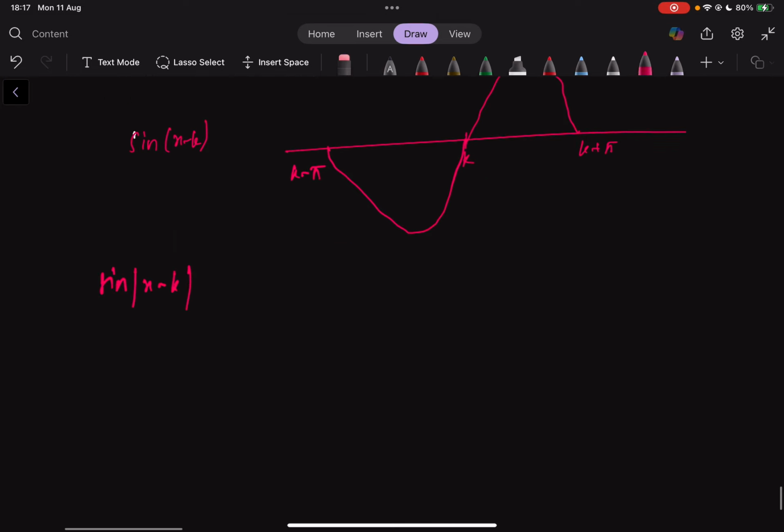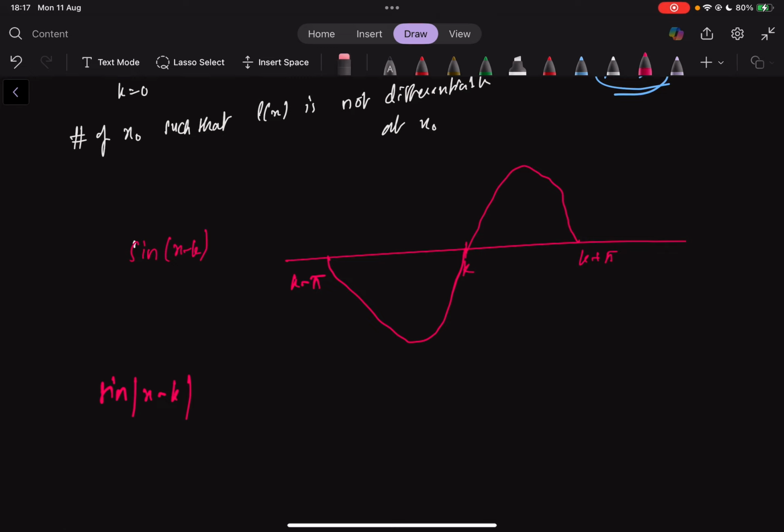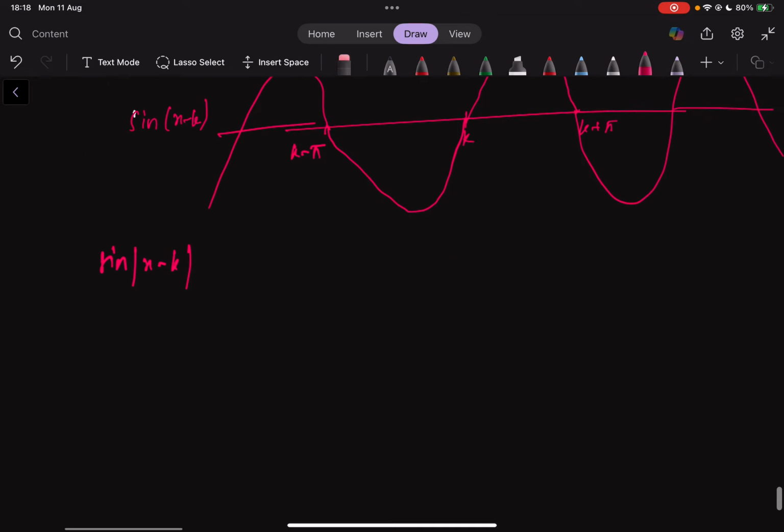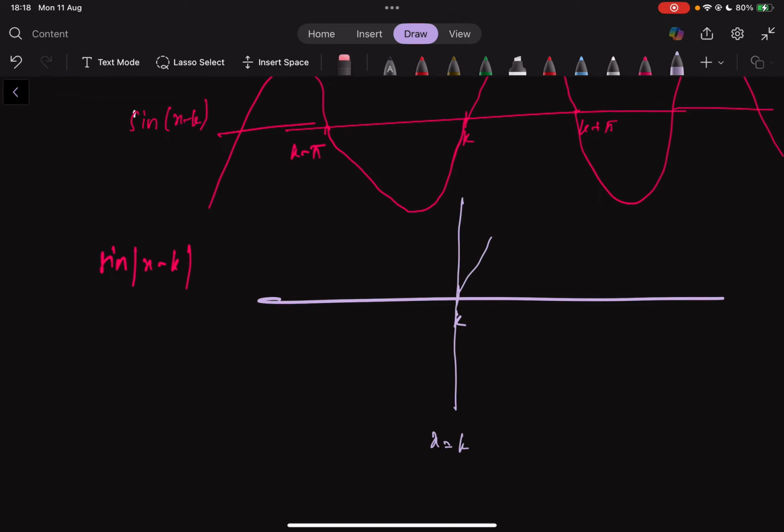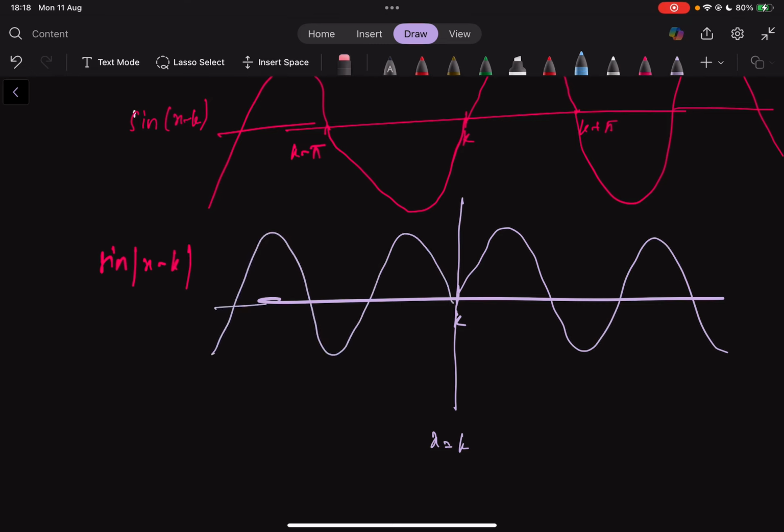So now sine of mod of x minus k. Here sine of x minus k will be something like this. Now sine of mod x minus k will be something like this at k. So basically it will have a reflection with respect to the y-axis. Whatever values we have on the left hand side of x equals k, the graph will be something like this. So that means at this point, x equals k, we are having a point of non-differentiability.